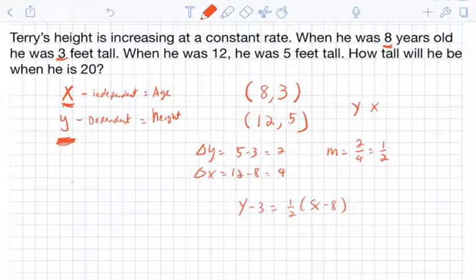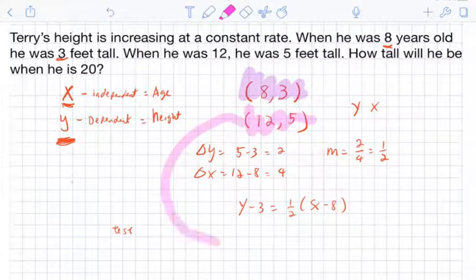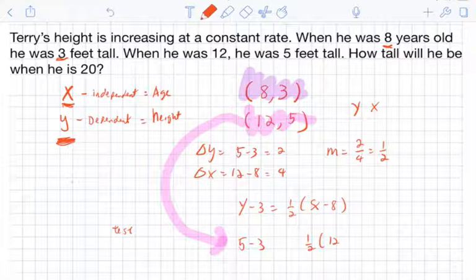Before I go any further, sometimes it's helpful to test. I've used this data point in my point slope form, so I can test to make sure that this data point works in the equation. So the slope is 5 minus 3 over 12 minus 8, this is equal to 2 over 4, which is equal to 1/2. Check mark. It works.